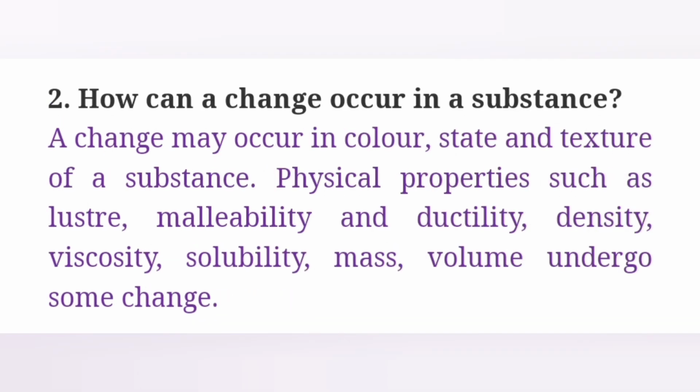Second question, how can a change occur in a substance? A change may occur in color, state and texture of a substance. Physical properties such as luster, then malleability and ductility, density, viscosity, solubility, mass, volume undergo some change.